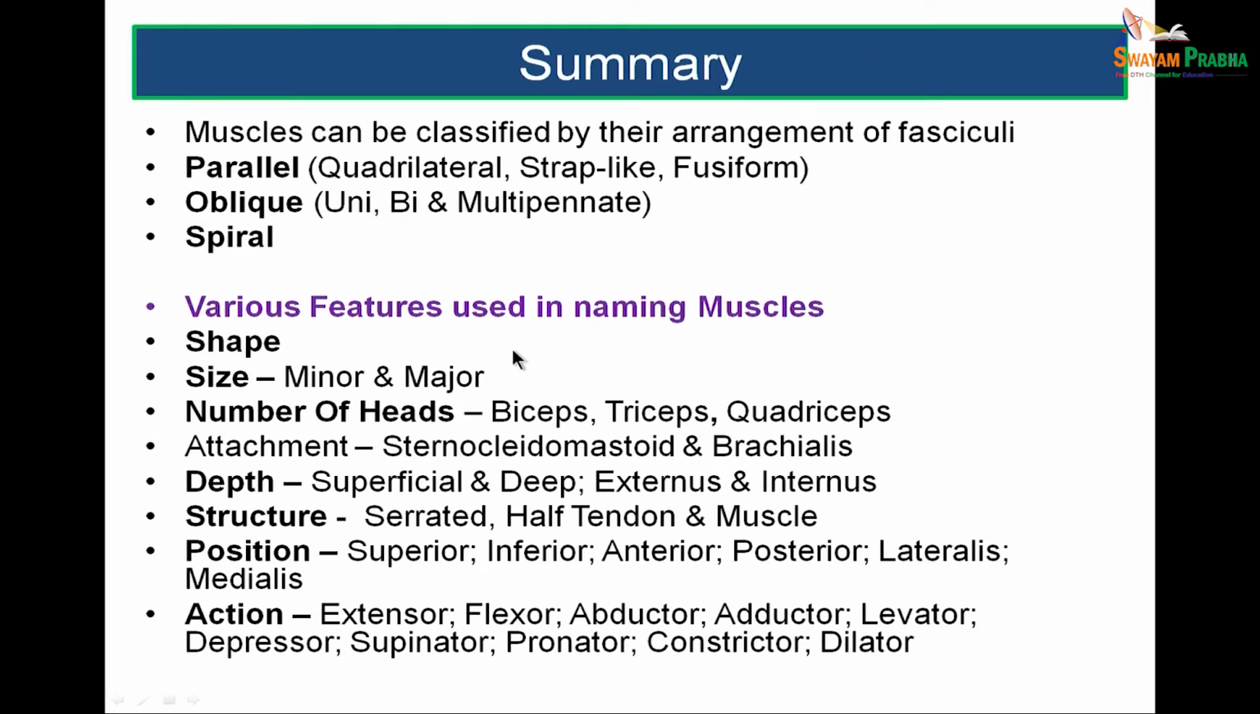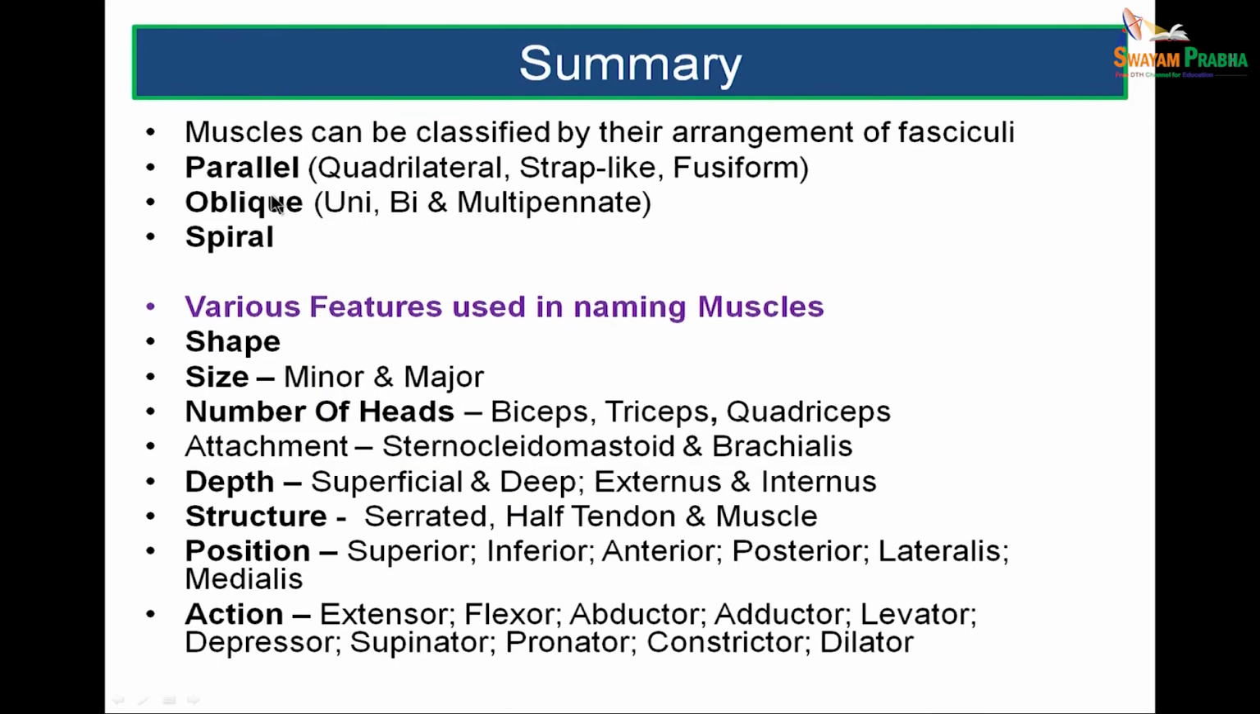Let us summarize what we have done so far. We have talked about classifying muscles based on their fascicular arrangement, and naming of muscles depending on various features. The fascicular arrangement could be parallel, oblique or spiral, and the various features used in naming muscles depend on their shape or size, the number of heads they have, their attachment, how deep they lie, the structure, their position, and lastly, the actions they produce.